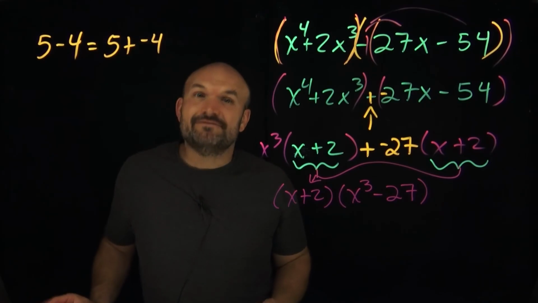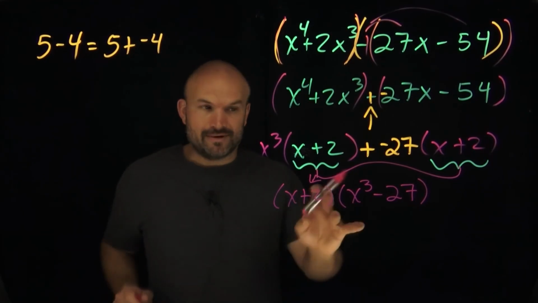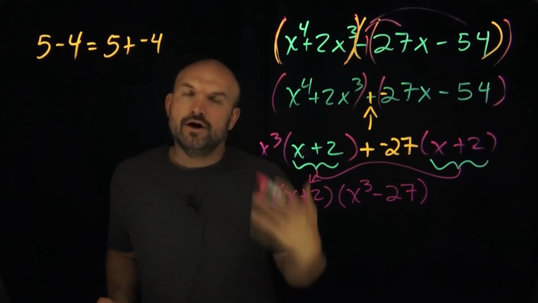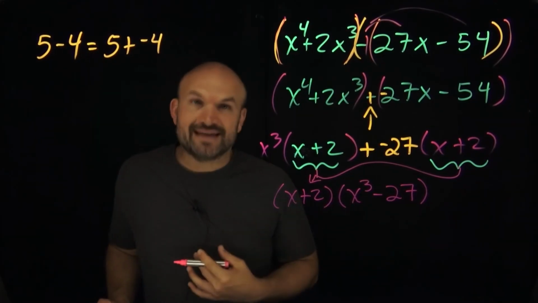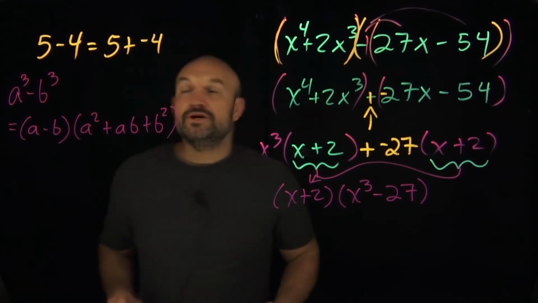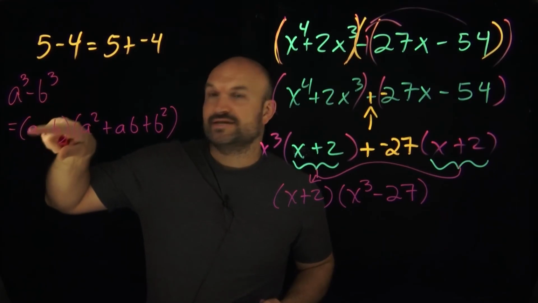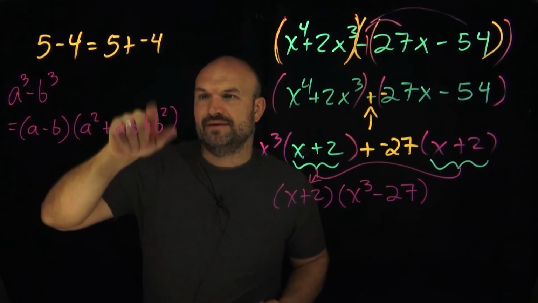That screams to me the difference of two cubes. Whenever you have a cube number subtracted by another cube number, x cubed is obviously cubed, and 27 hopefully you recognize as a cube number, you can go ahead and apply the difference of two cubes. So the difference of two cubes formula here is a cubed minus b cubed is going to be an a minus b times a squared plus ab plus b squared.